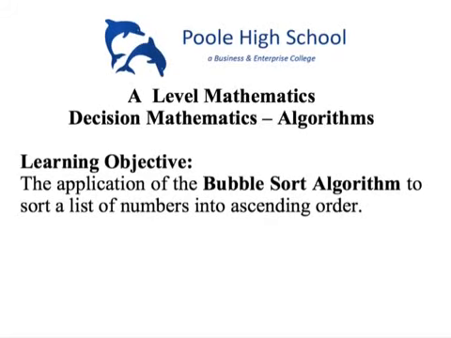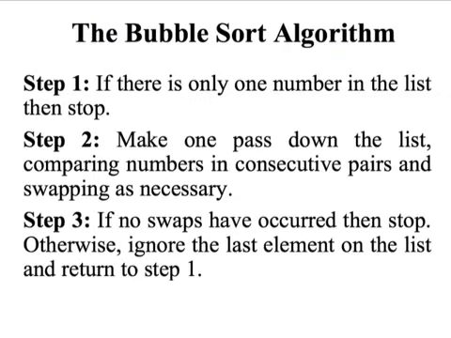Hi, this video is going to be on a piece of decision mathematics about algorithms, and specifically here we're going to study the bubble sort algorithm, which is going to allow us to sort a list of numbers into ascending order. In terms of pencil and paper exercise, the bubble sort algorithm is actually quite straightforward.